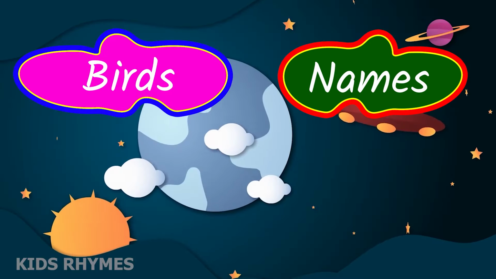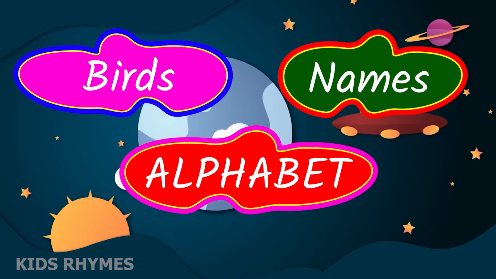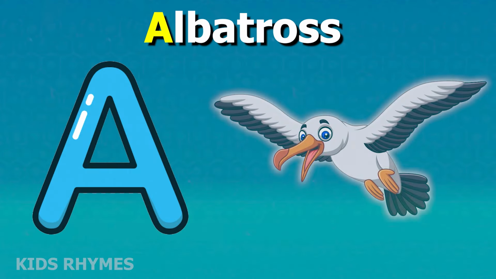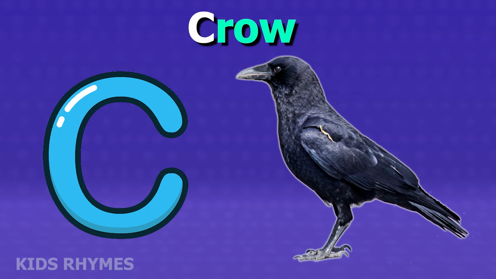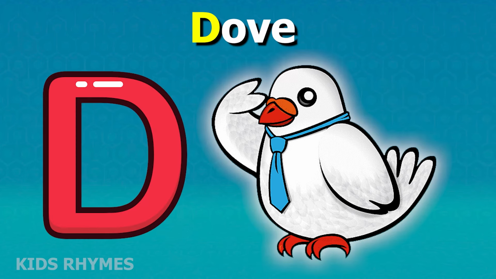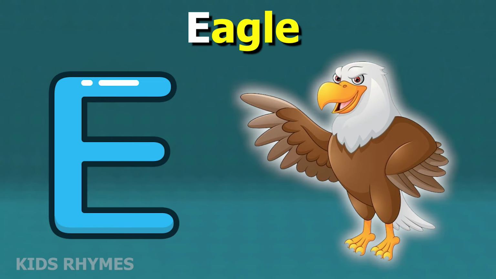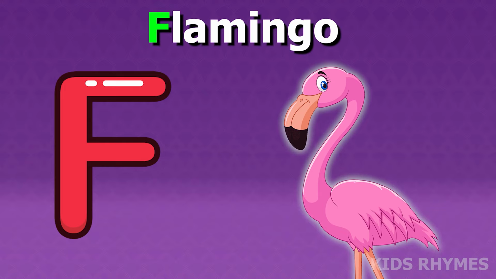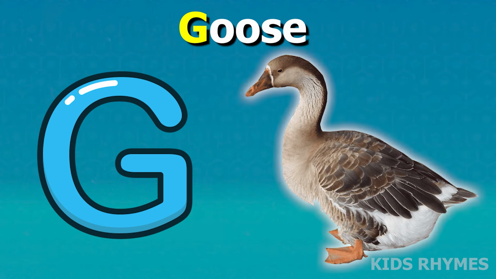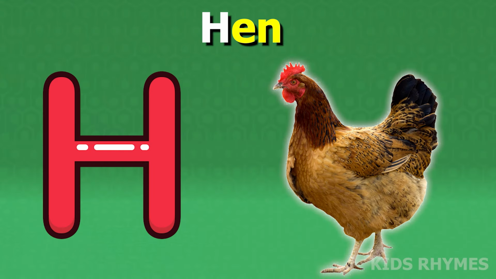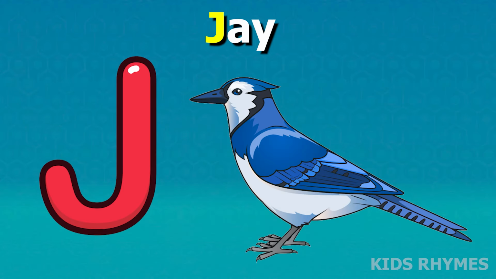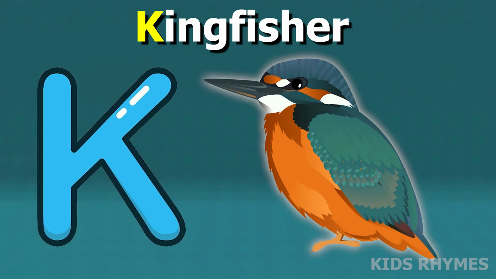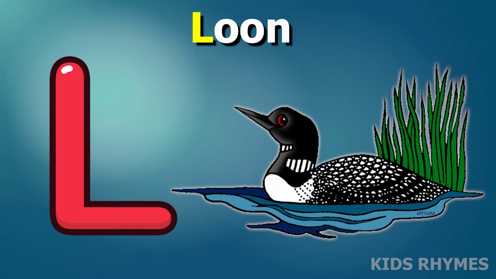Bird's names according to alphabet. A for albatross, B for blue jay, C for crow, D for dove. E for eagle, F for flamingo, G for goose, H for hen, I for ivy eagle, J for jay, K for kingfisher, L for loon.